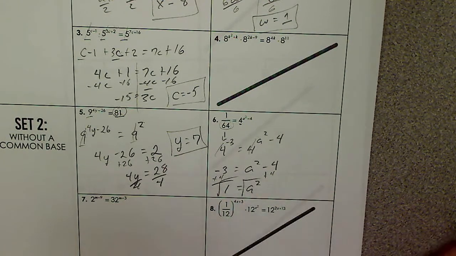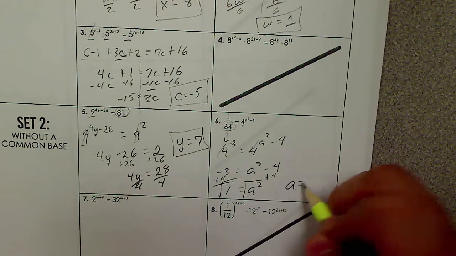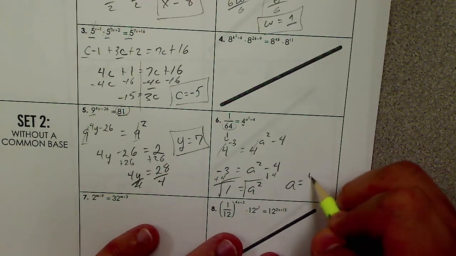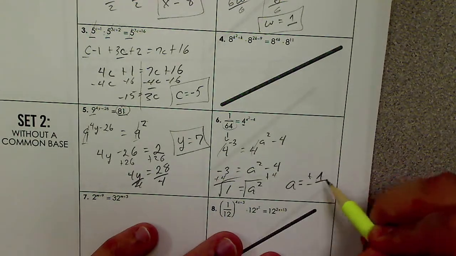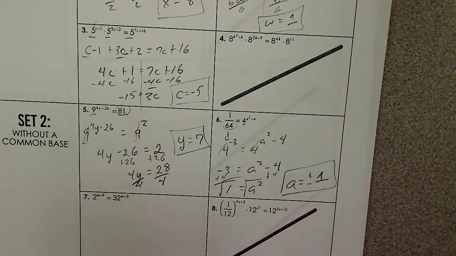Square root is how you get rid of squared, a squared. And anytime you square root, what you have to know is the fact that you want a plus or minus the value. In this case, the value being 1.